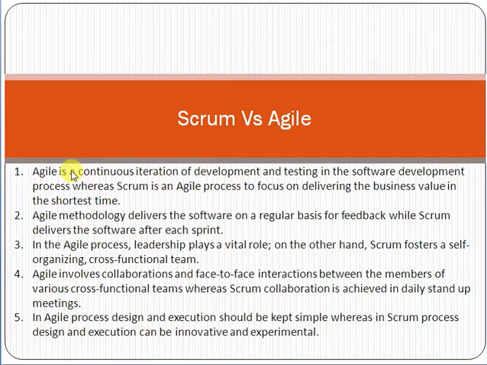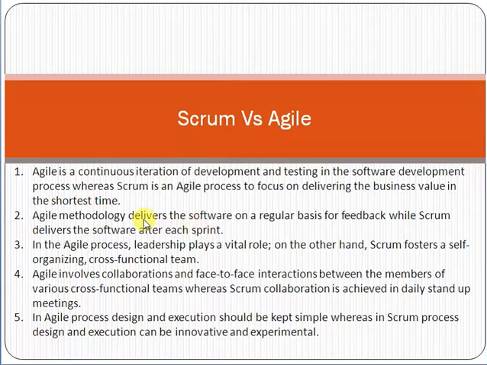The first difference between Agile and Scrum is that the Agile methodology delivers the software on a regular basis for feedback, while Scrum delivers the software after each sprint. What is a sprint? A sprint is a 3 to 4 week time period, friends. And in Scrum, we divide the work into sprints. Like we decide that within 3 to 4 weeks we deliver these particular tasks. So in the Scrum framework, a sprint is a fixed time period, around 3 to 4 weeks, and within it we have to deliver a few things to the customer. This is the concept of sprint in Scrum.